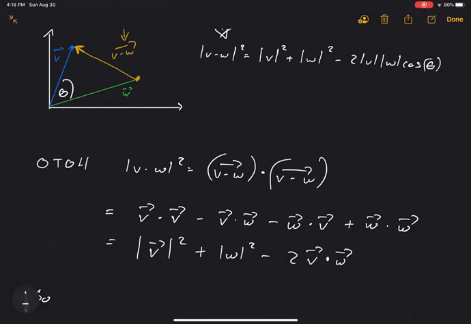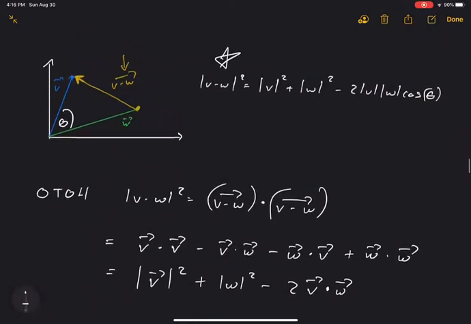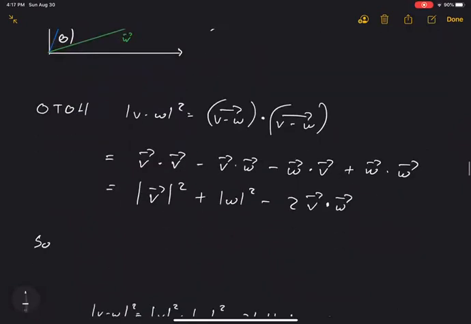If these were just numbers, v minus w times v minus w, how would you foil it? It would be v squared minus 2vw plus w squared, right? That's essentially what we've ended up with here, just with a dot product. So once we simplify, we see that this left side is equal to magnitude v squared plus magnitude w squared minus 2 times the dot product of v and w.